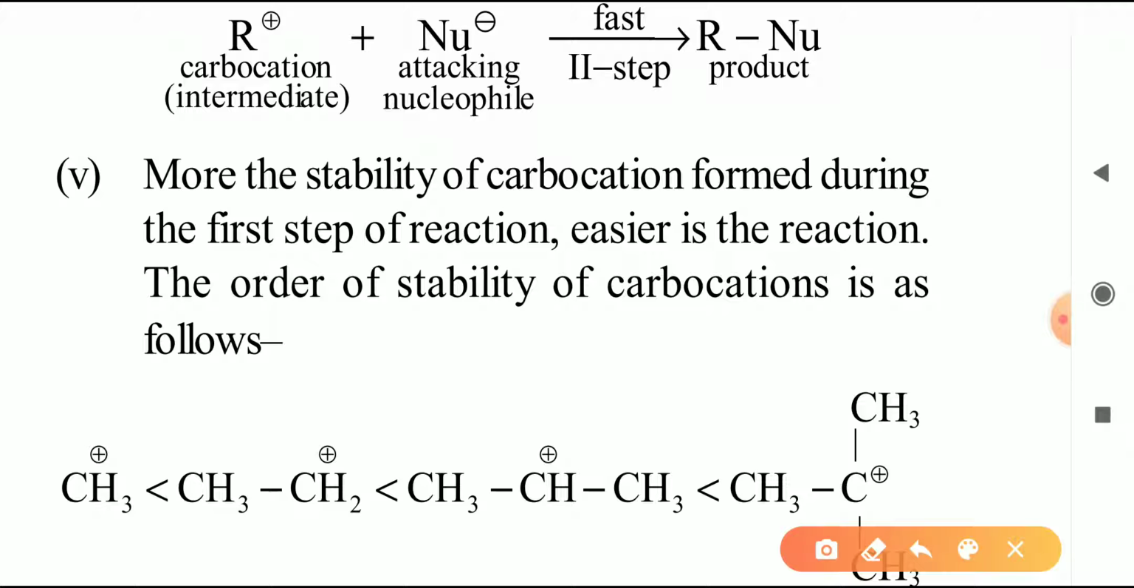Now, the next point is stability of carbocation, or we can also say the reactivity of the SN1 reaction. This fifth point is again most important. Sometimes in a board exam there is a question: explain the reactivity of SN1 reaction and SN2 reaction. So we can explain it by these methods.